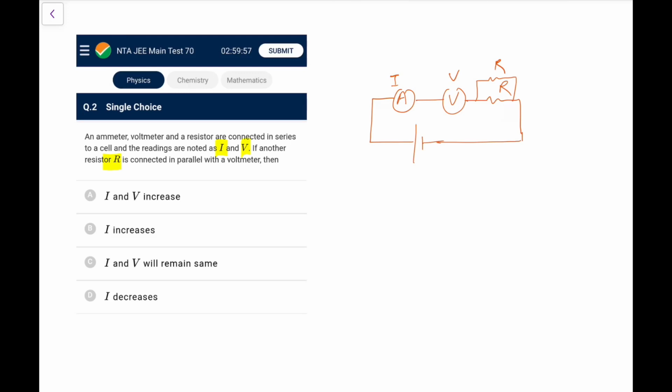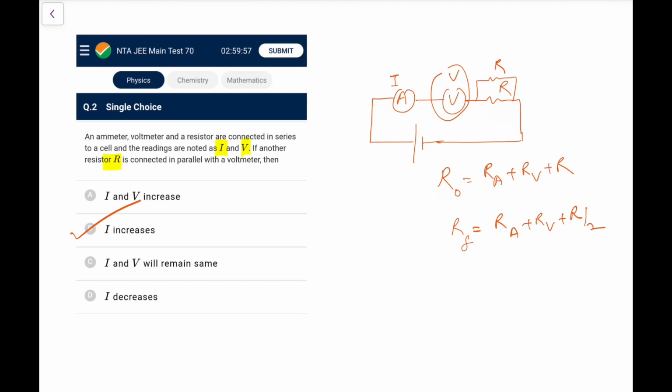So what we can make out now: ideally, if the voltmeter is an ideal one, then there would be no effect, but for a real one, it will have some resistance. Now what happens? Originally the resistance was RA plus RV plus R, and now the final resistance becomes RA plus RV plus R by 2, because R parallel becomes R by 2. So the final resistance is decreased, therefore the current will increase. The current is definitely going to increase, that is for sure.